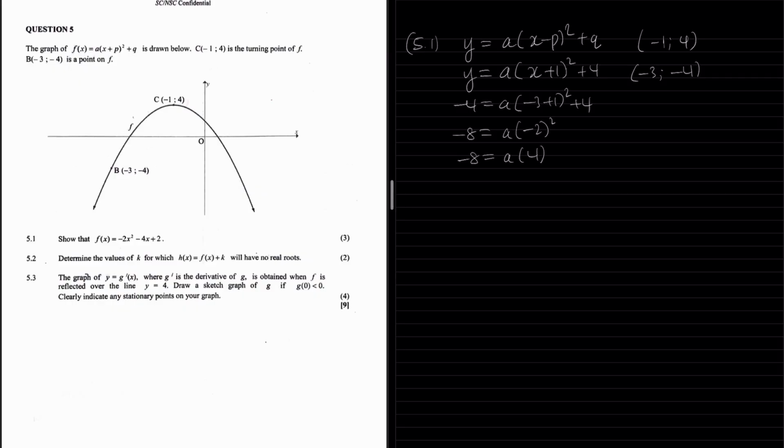Now I divide both sides by 4. So minus 8 divided by 4 is minus 2. So minus 2 is equal to a. And that works.